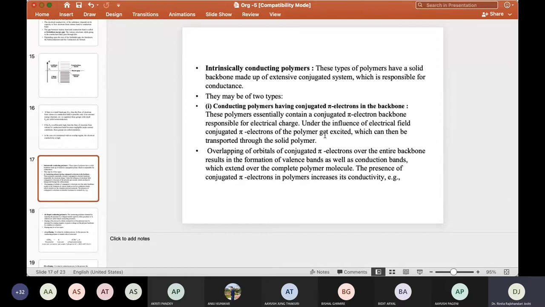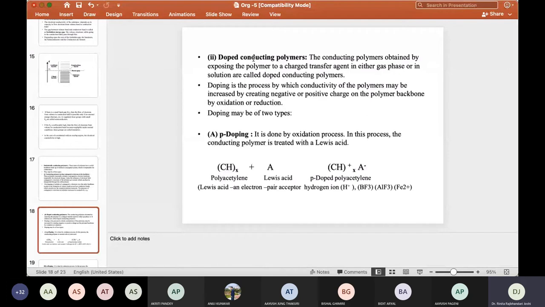Intrinsically conducting polymers, if they have an overlapping of pi electrons, also cause the conduction of electricity. And next are the doped conducting polymers. The conducting polymers obtained by exposing the polymer to a charge transfer agent in either the gas phase or in solution are called doped conducting polymers.